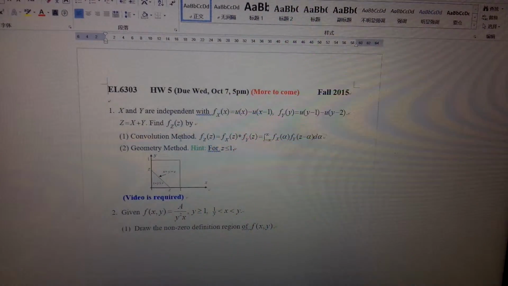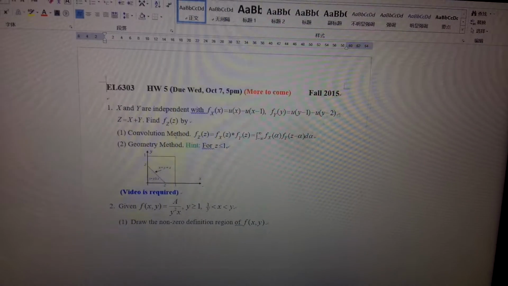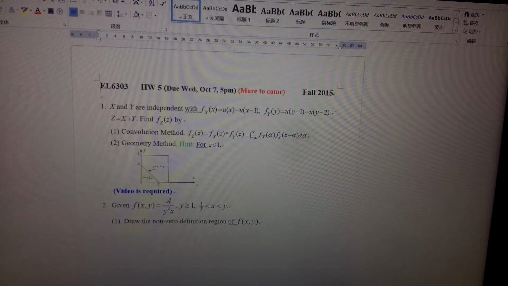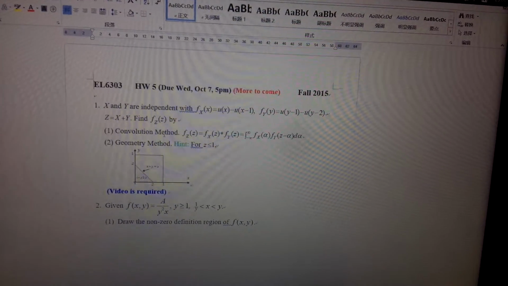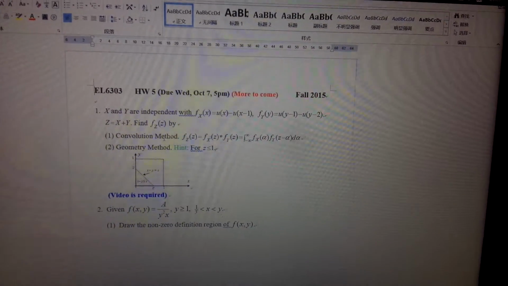So let us begin to deal with these two questions. The first question asks us to calculate the density function of Z in two methods. The first is the convolution method, and the second is the geometry method. So let's see what I do.